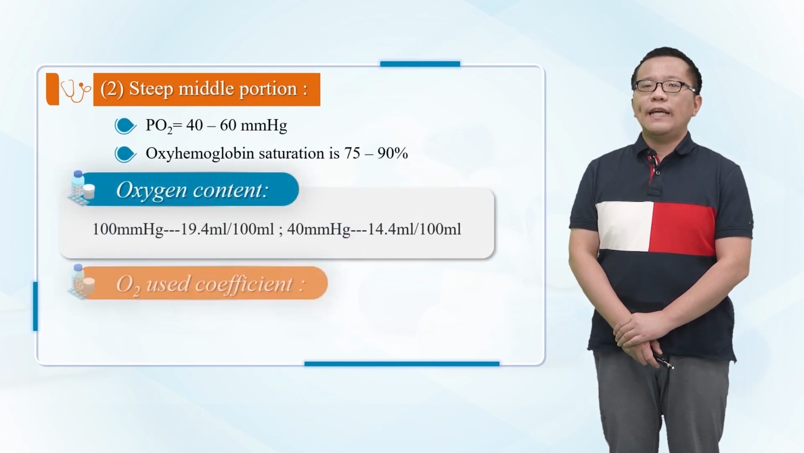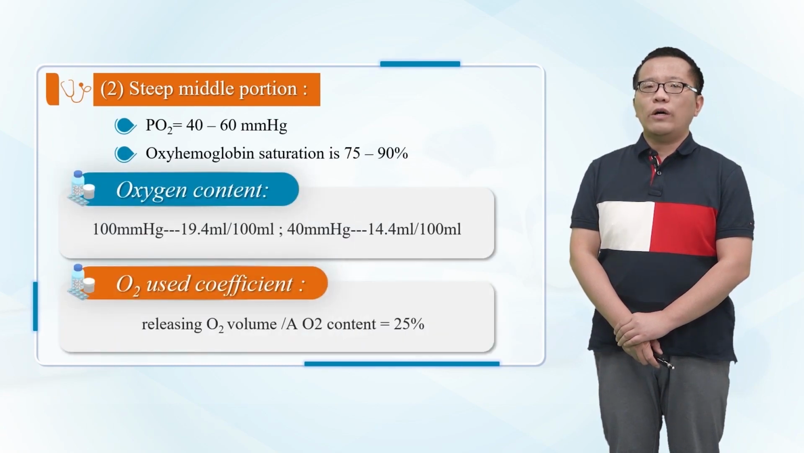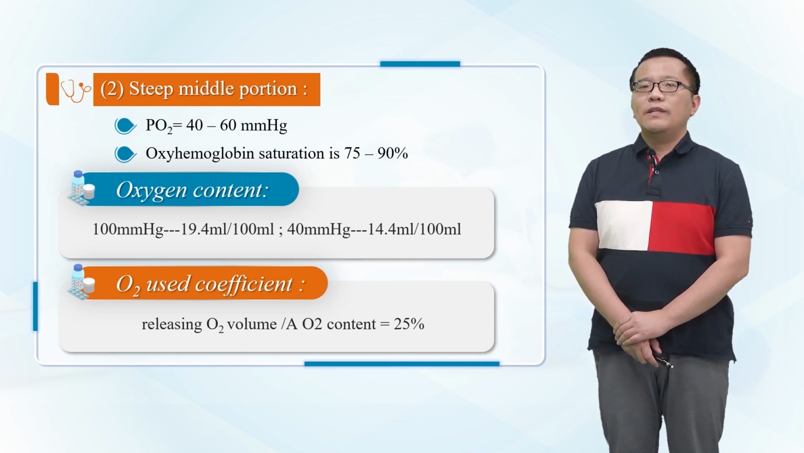Then we can see the steep middle portion. The pressure of oxygen is between 40 to 60 millimeters mercury. In this steep middle portion, oxygen hemoglobin saturation is between 75 to 90%. Oxygen content at 100 millimeters mercury of oxygen pressure is 19.4 milliliters in 100 milliliters of blood, and at 40 millimeters mercury, there is 14.4 milliliters. The released oxygen volume is 25%.